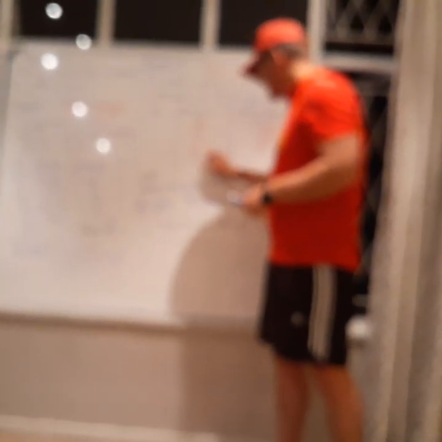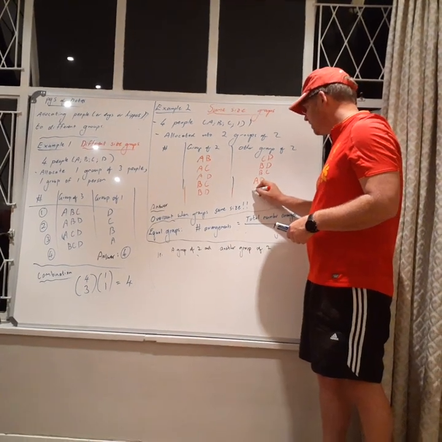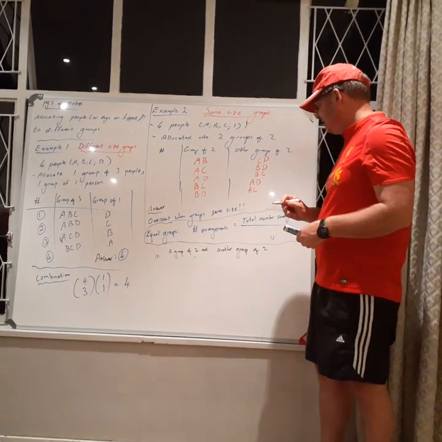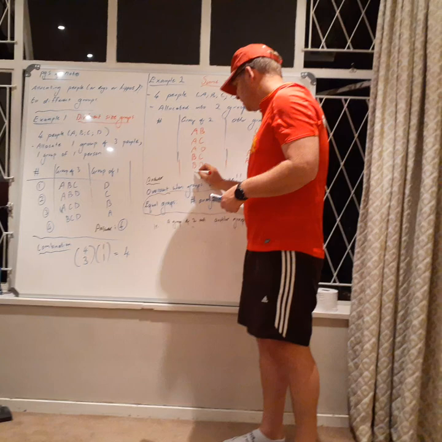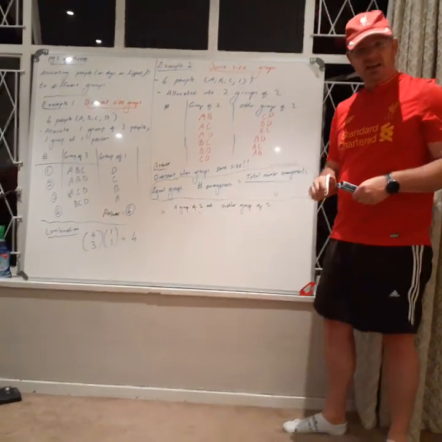And then we could have B and D in this group, which leaves us with A and C in that group. And lastly, we have C and D in this group, which leaves us with A and B in that group.